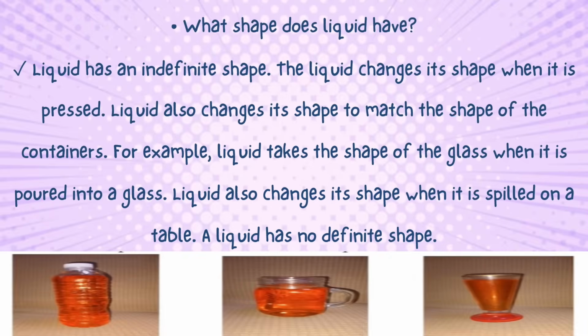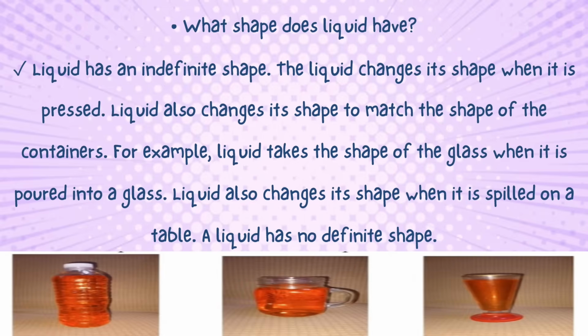Alright, now in terms of liquid, what shape does liquid have? Liquid has an indefinite shape. The liquid changes its shape when it is pressed. Liquid also changes its shape to match the shape of the containers. So for example, liquid takes the shape of the glass when it is poured into a glass. Liquid also changes its shape when it is spilled on a table. A liquid has no definite shape.